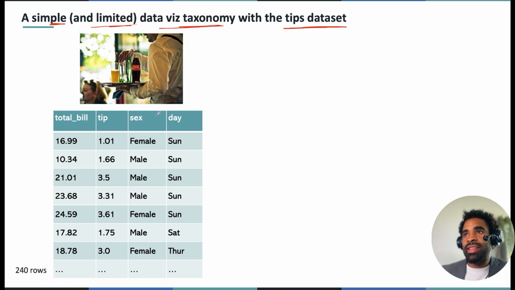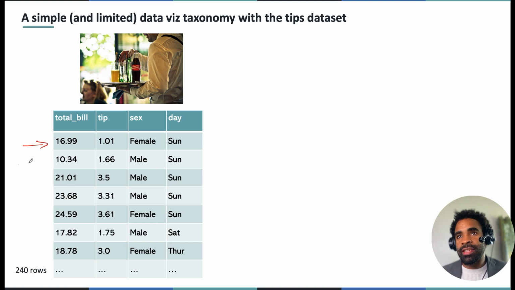So in this lesson, we're going to go ahead and create a very simple but very limited data viz taxonomy using an example dataset. And the dataset we're going to use is the tips dataset, which I think you have seen already. It comes built into the Plotly library, and it has about 240 rows and a number of columns. I've subsetted the columns just to these 4 columns here. And each row here represents a specific customer that gave a waiter a tip. So I think this is a real data set that a waiter recorded somewhere in the US.